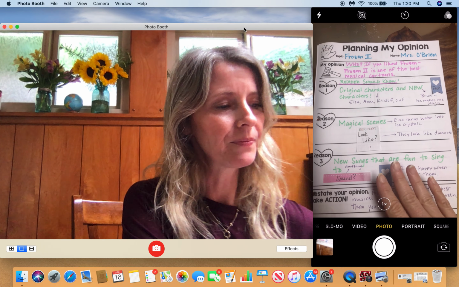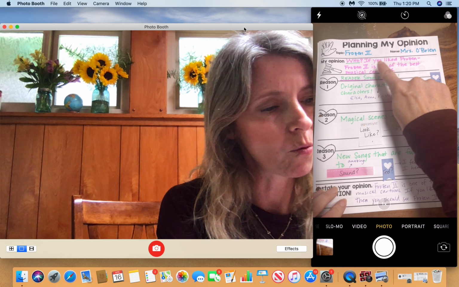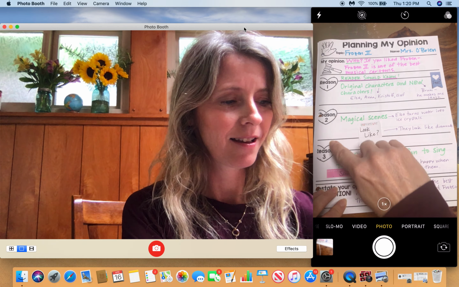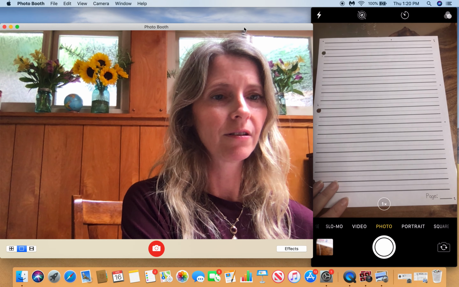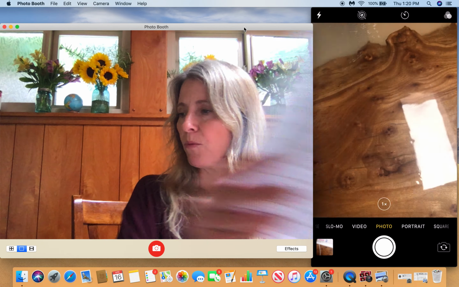So here's my planner. Each one of these sections will become a new paragraph. So I'm going to have 1, 2, 3, 4, 5 paragraphs. And I know it's a new paragraph because I'm going to indent. So we'll look at that while we're writing. We're going to put that on our writing sheets here or on your own paper at home. Whichever you do is completely fine. So let's take a look at what I've done.